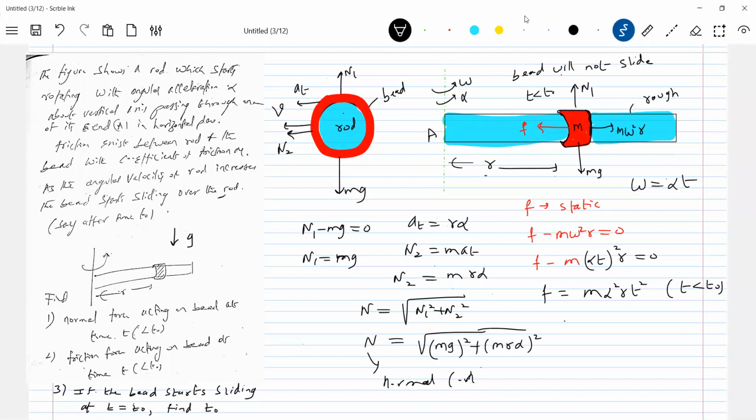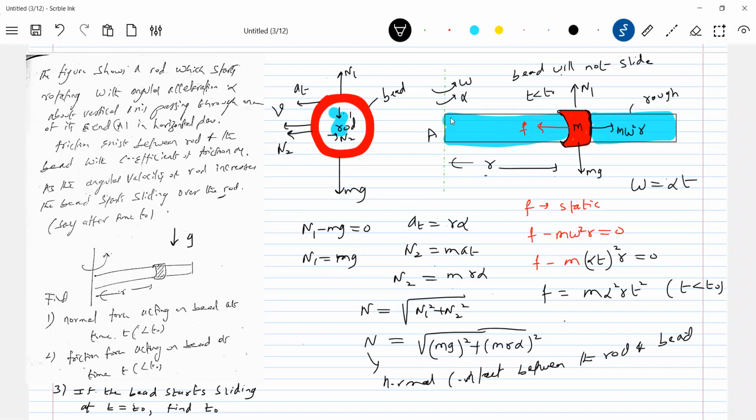This is what? Normal contact between the rod and the bead. Who will push the bead? The rod only. So the normal contact force by the rod on the bead will be like this. On the rod it will be like this. Actually I should not show here, it should be here. N1 should be here. To make you understand, I'm just putting it that way.